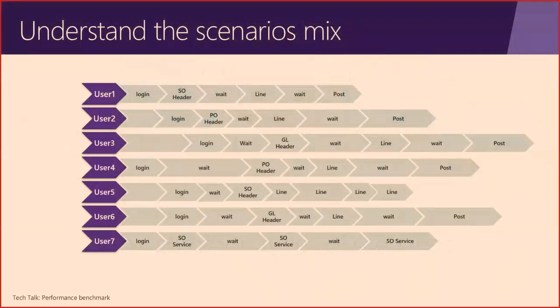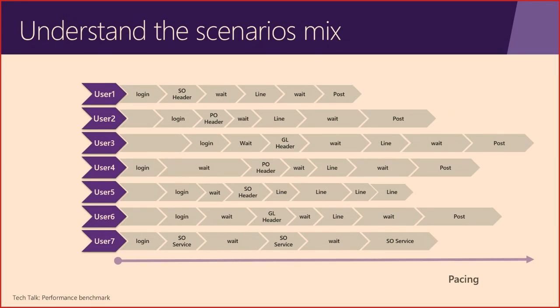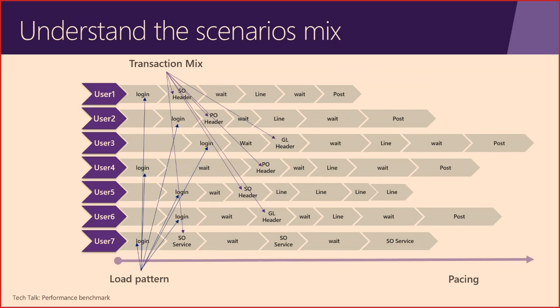We want to make it real because in the end, after go live, it's exactly what's going to happen. The different users will have different contexts. So there will be a transaction mix happening at the same time on production, a different load pattern, and even at the device level, at the client level, there will be specific characteristics like in the network.